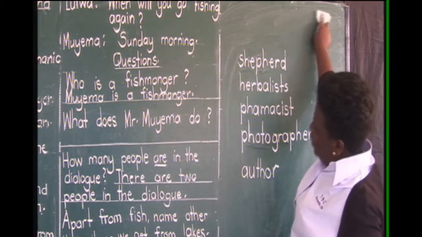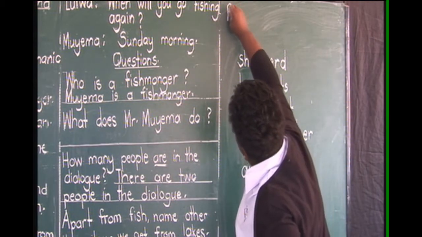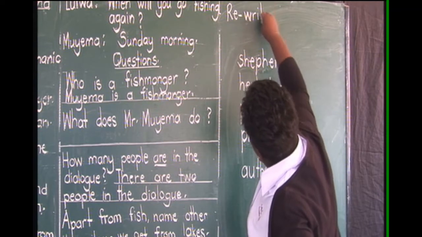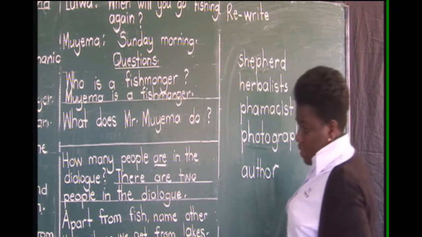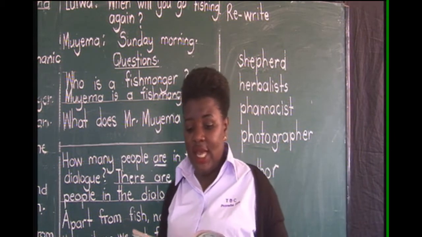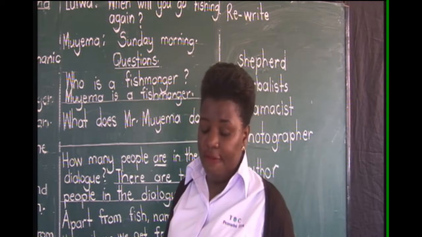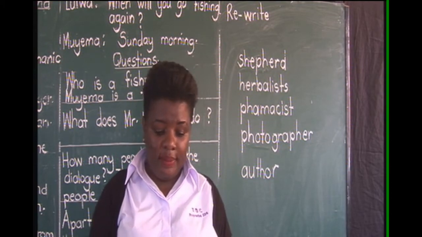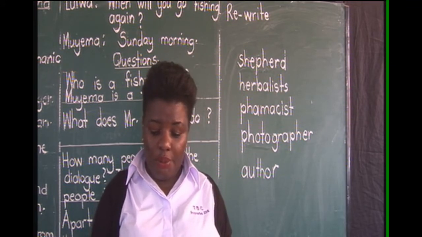Because the word re means again. So rewrite. Whenever you find the instruction that says rewrite, that means you're going to write the sentence again. But in this case, we've been told to give a single word for the underlined group of words.